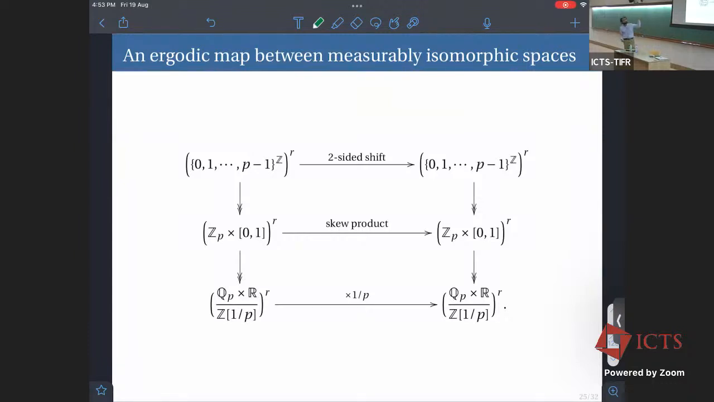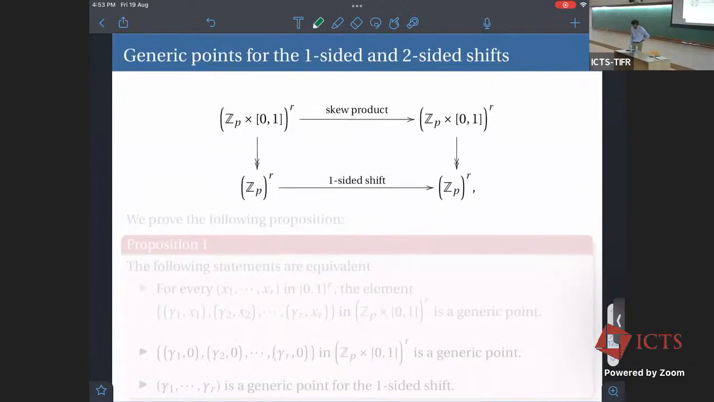And what that means is that what's known in ergodic theory is that the top map is ergodic. So that descends onto an ergodic map everywhere. So the skew product map is ergodic. This 1 over P map is also ergodic. And another point to make is that we have this skew product map on ZP cross [0,1]. But then we also have this projection onto ZP. And on ZP it is just a one-sided shift.